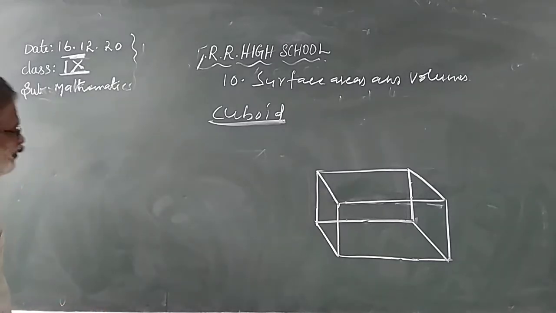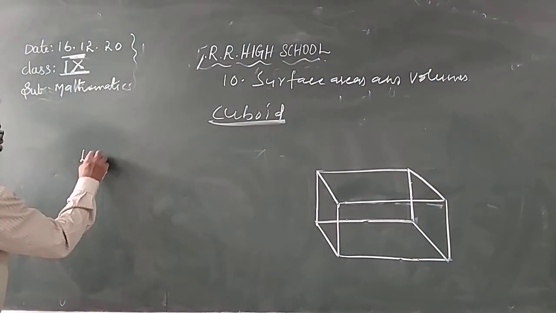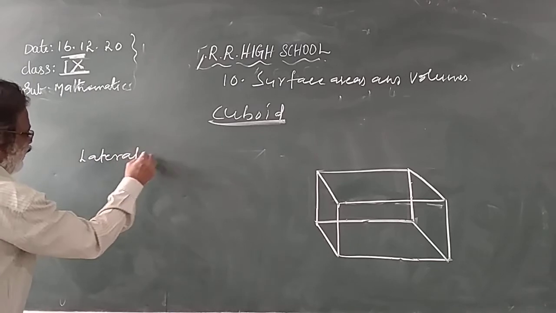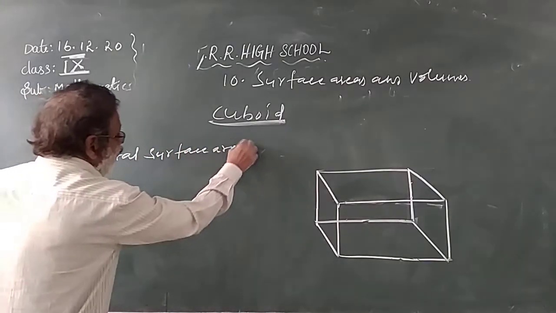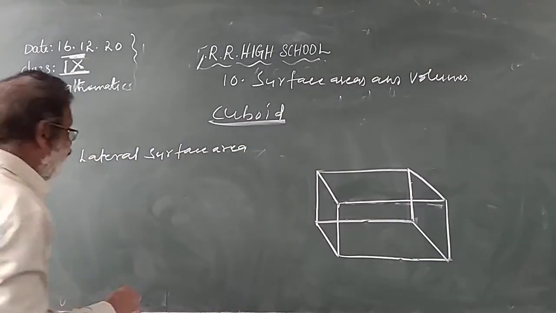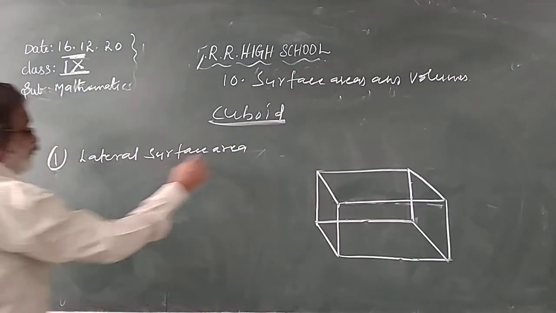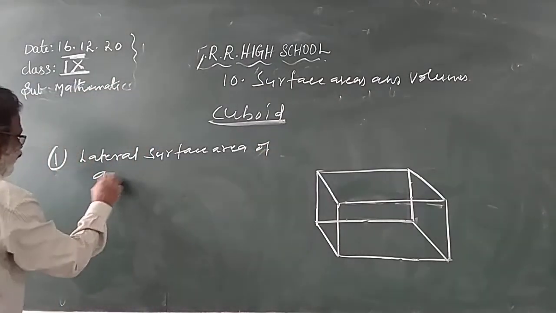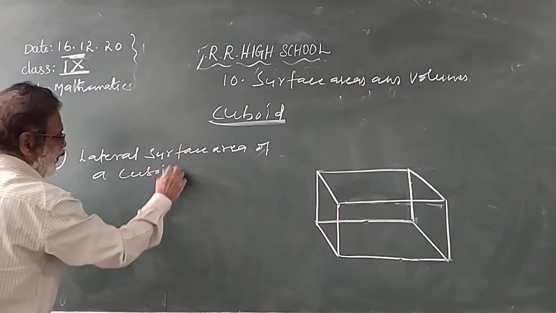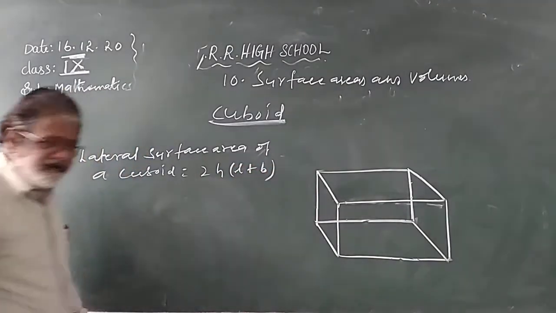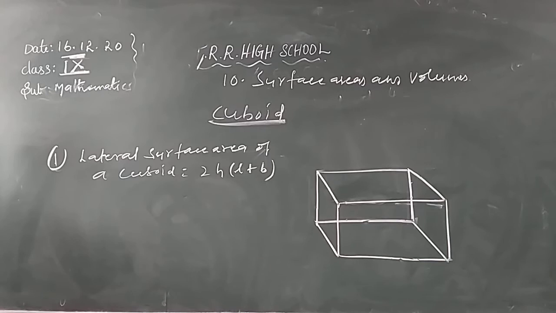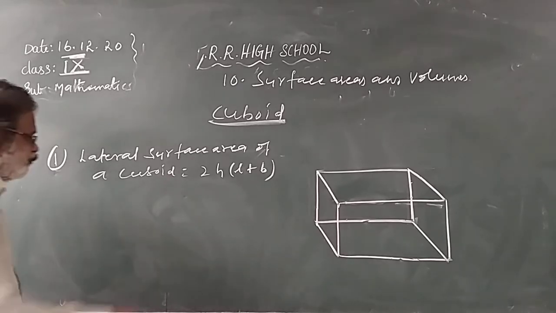So let us write the formulas for lateral faces and total faces. LSA means lateral surface area. All of you note down the formula. The lateral surface area of a cuboid is equal to 2h into (L plus B). This is the formula for the lateral surface area of a cuboid.